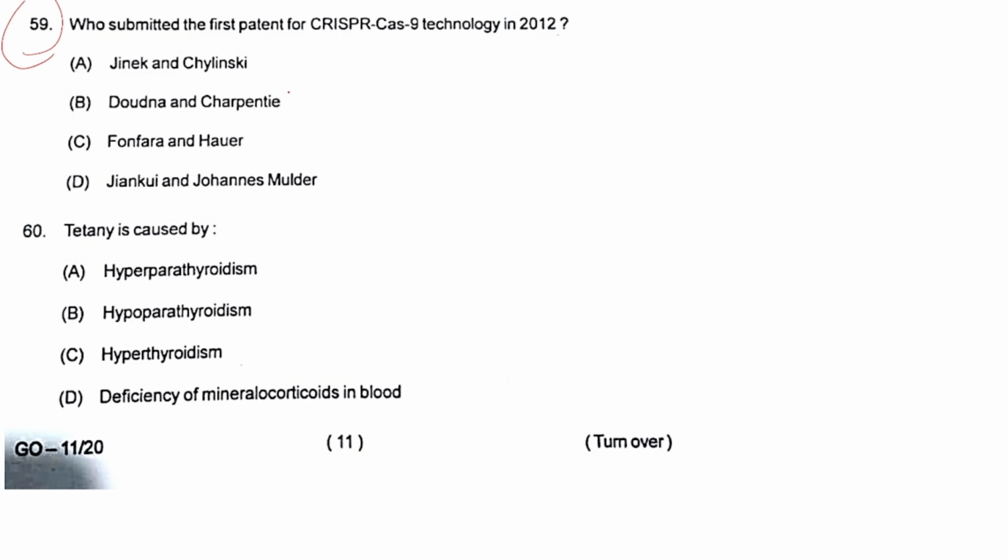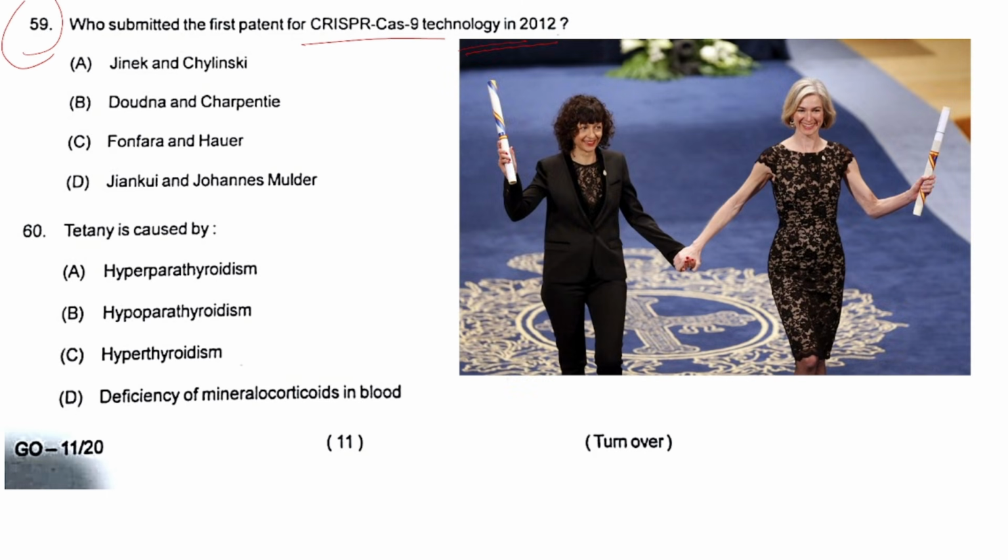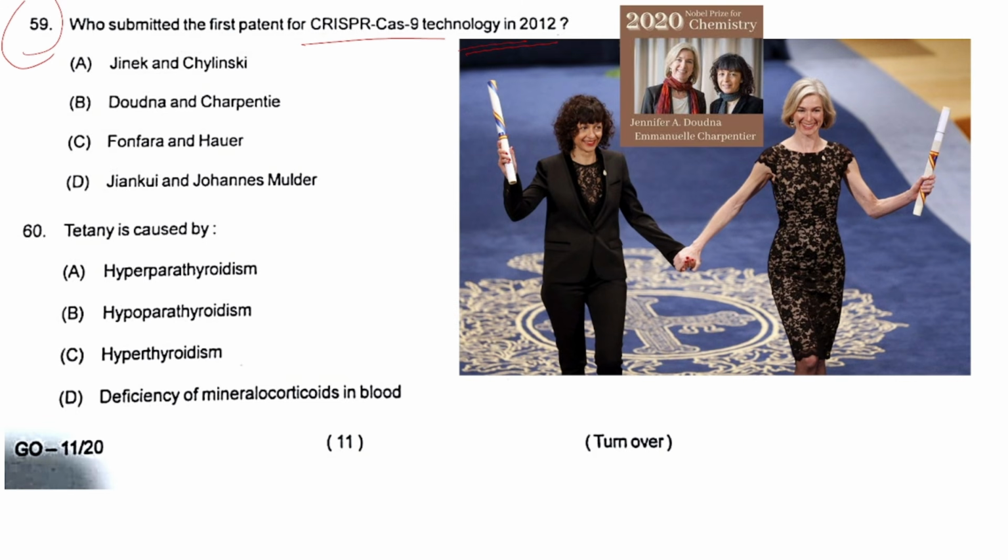Who submitted the first patent for CRISPR-Cas9 technology in 2012? CRISPR-Cas9 is as such not in your syllabus. This is a part of general knowledge. If you know, in 2020 two females were awarded the Nobel Prize for this CRISPR-Cas9 technology, and this was a Nobel Prize in chemistry. This Nobel Prize was awarded to Jennifer A. Doudna and Emmanuelle Charpentier. So option B will be the right answer.